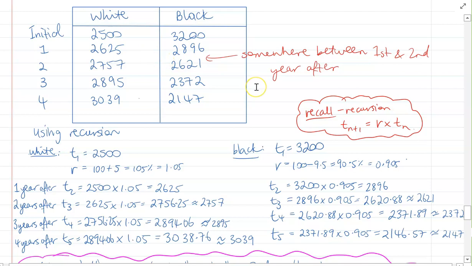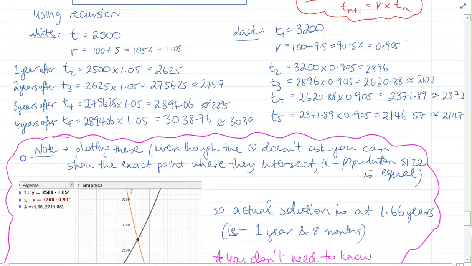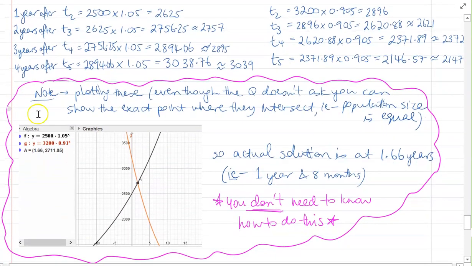If you're curious on exactly what point this happens, even though the question doesn't ask for it, I just used a bit of GeoGebra to plot the two models to find out exactly when that would happen. And the exact solution is after 1.66 years, so 1 year and 8 months. Now, like I said, you don't have to know how to do that, but I just wanted to show you how we would find the exact point.